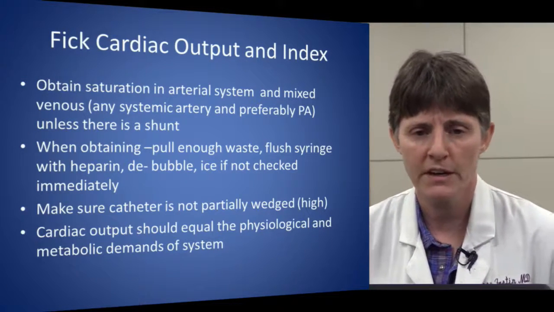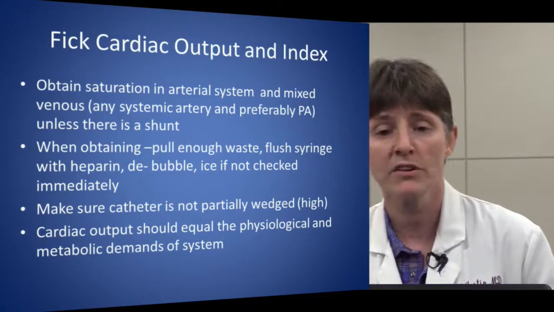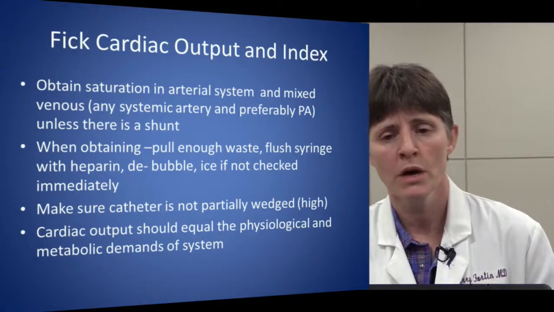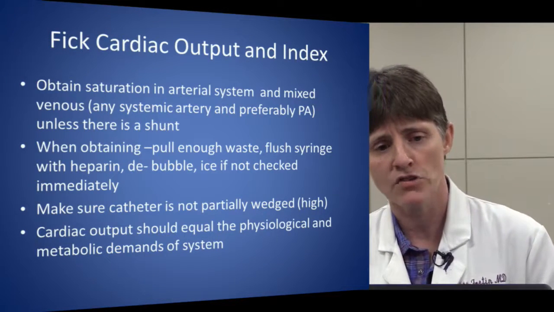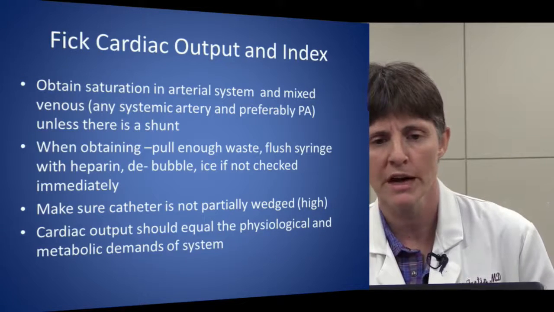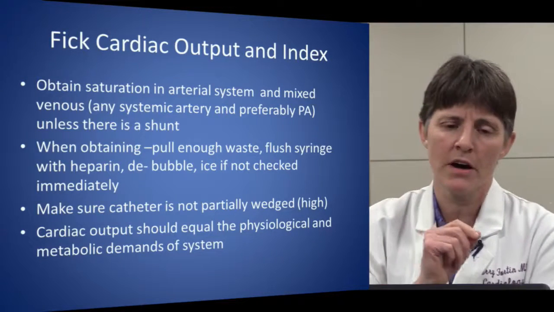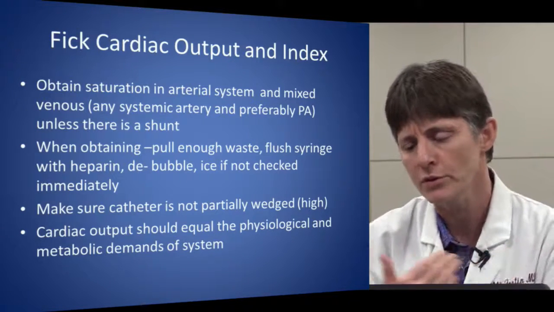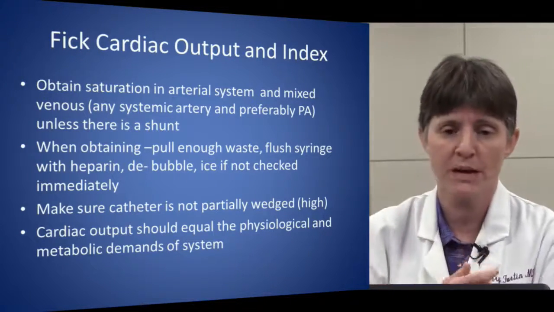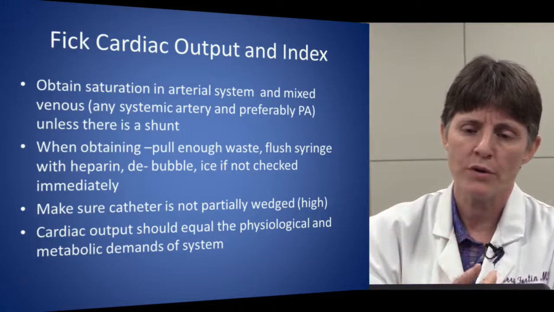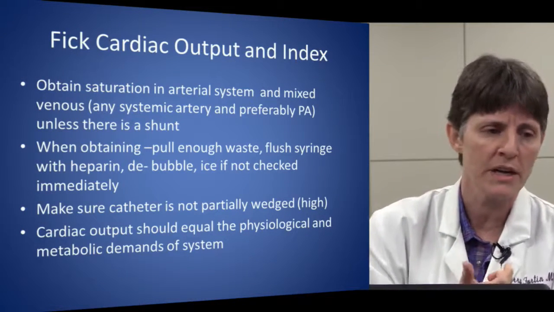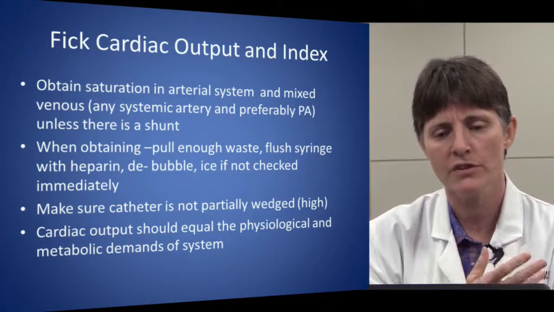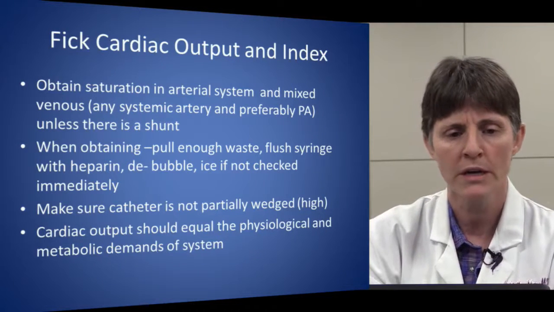So if we're going to do a Fick cardiac output, we have to obtain saturations in the arterial system, and we have to get a mixed venous sat. So preferably the PA, if there's not a shunt, and then you can get it from whatever arterial line you have. When you're obtaining these, it's very important that you pull enough waste out, because whatever's in the catheter, including flush or blood from previous chambers, has to be pulled out. You have to make sure if you draw that blood that there's heparin in your syringe so that it doesn't clot. You have to make sure there's no air left in it, and if it's going to be sent out, it should be iced if it's not going to be run very quickly.